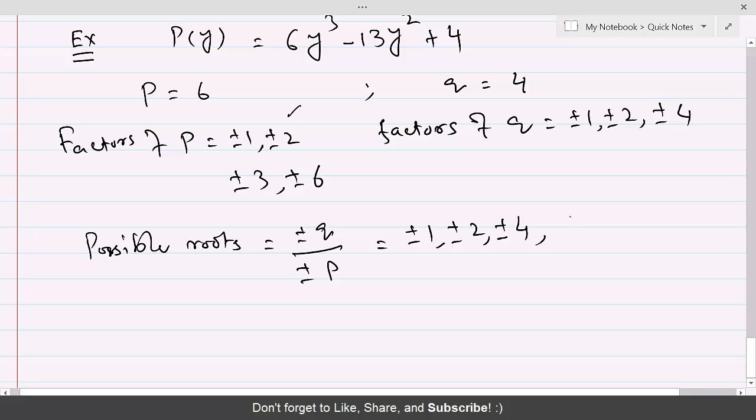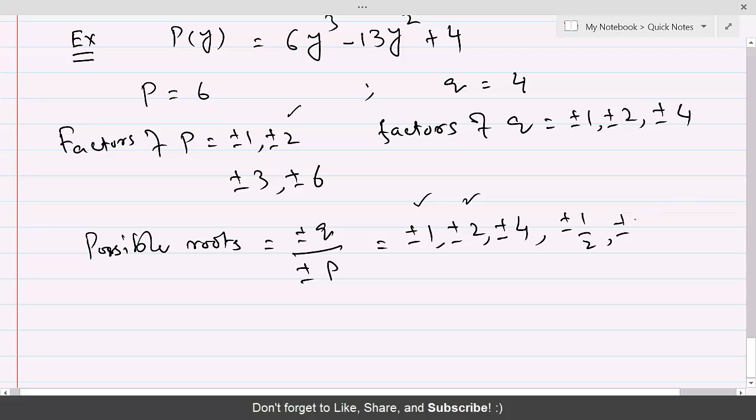So if we divide by plus minus 2, those become plus minus 1 over 2; plus minus 2 over 2 is going to be plus minus 1, which we already have here, so we don't need it. And plus minus 4 divided by plus minus 2 is going to be plus minus 2, which we already have here.